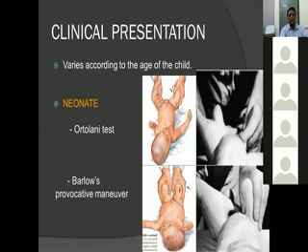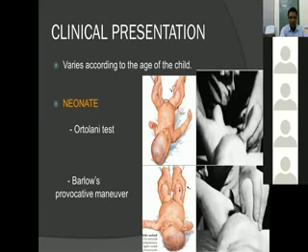And the thumb is placed over the medial aspect of the thigh, and the index finger and middle finger are placed over the greater trochanter. So here you will try to abduct the hip. When you are abducting, if the hip is unstable or dislocated, it will reduce with a click. This is called Ortolani's test.